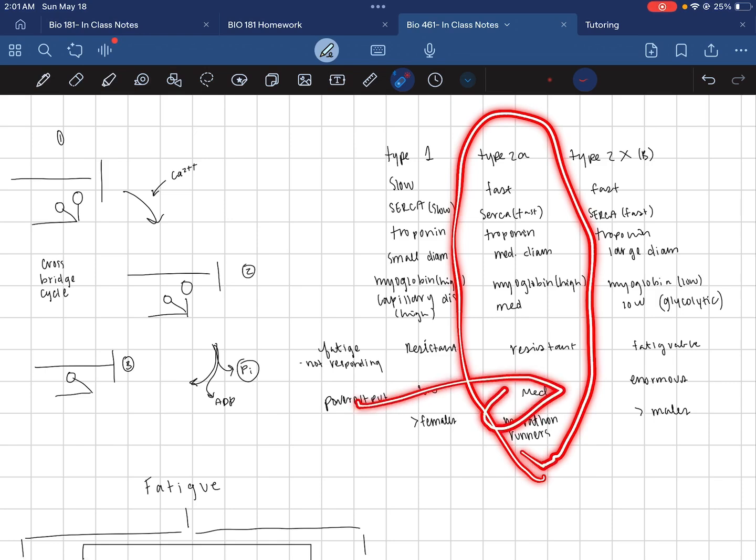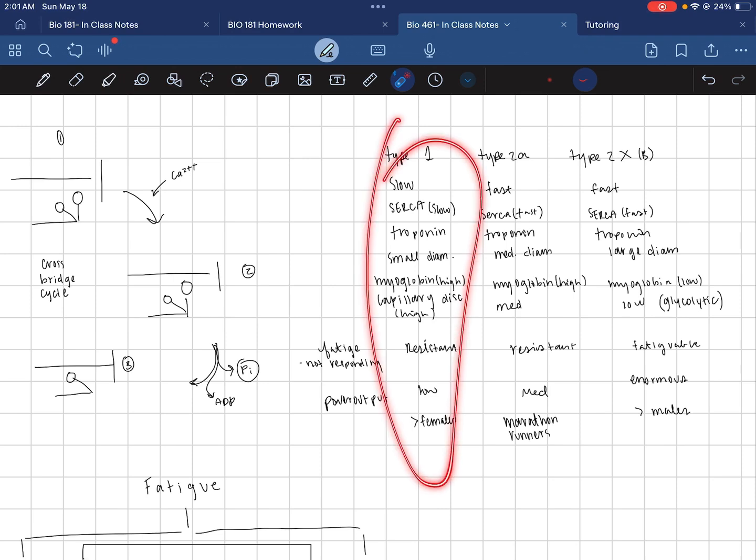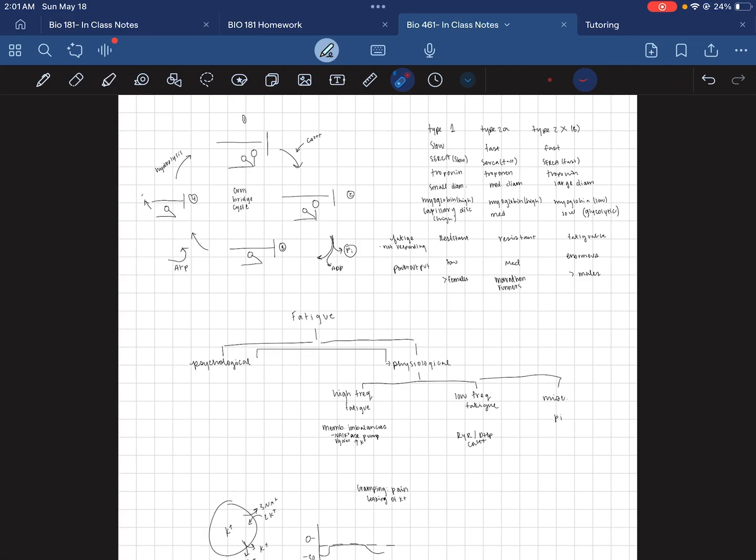Their power output would be medium, because with marathons you want a high amount of myoglobin so that you're able to maintain this output of, what's the word, maintenance, of being able to run. But with this one, type 1, you would see it more in females, because it's more of a longer stride, able to go longer. And then you have a type 2X, which is seen more commonly in males.